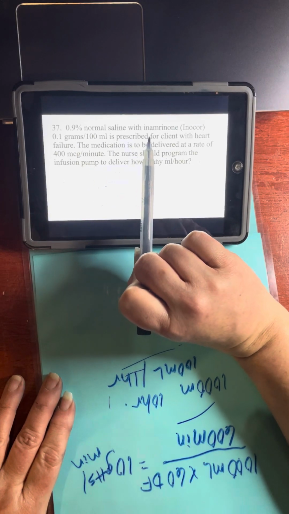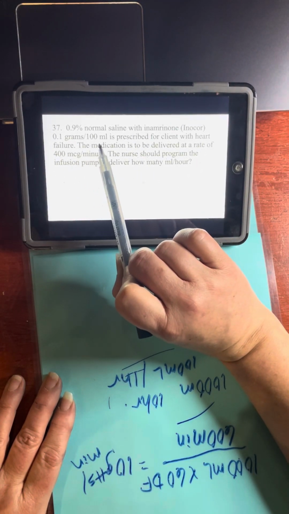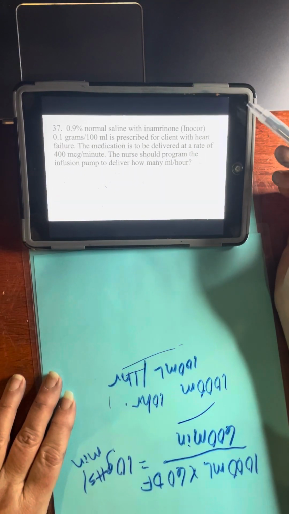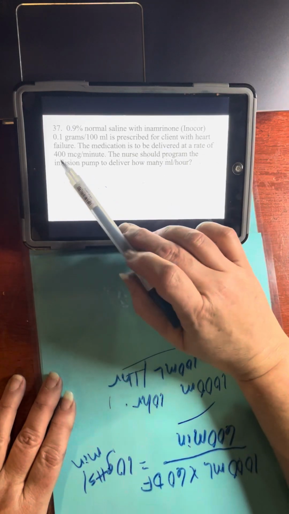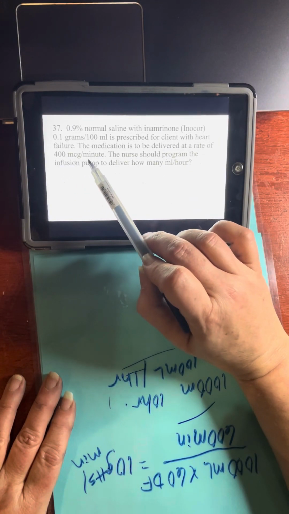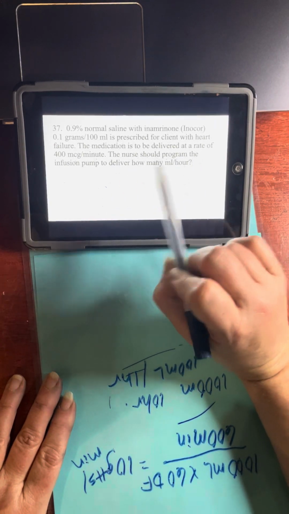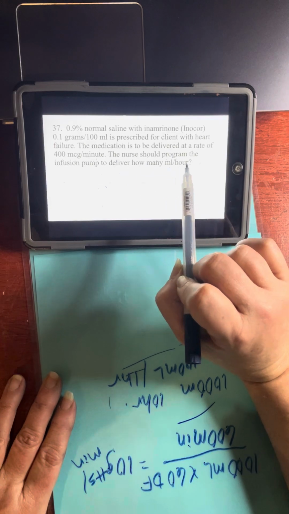Normal saline with that medicine right there, 0.1 grams in 100 milliliters, is prescribed for a client with heart failure. The medication is to be delivered at a rate of 400 micrograms per minute. The nurse should program the infusion pump to deliver how many milliliters an hour?